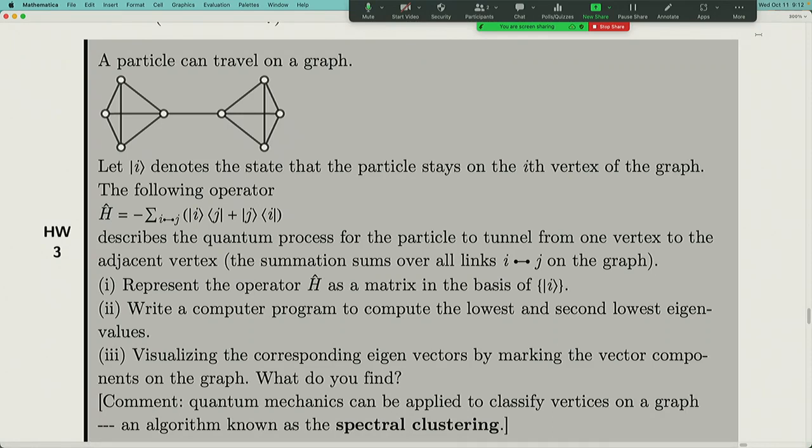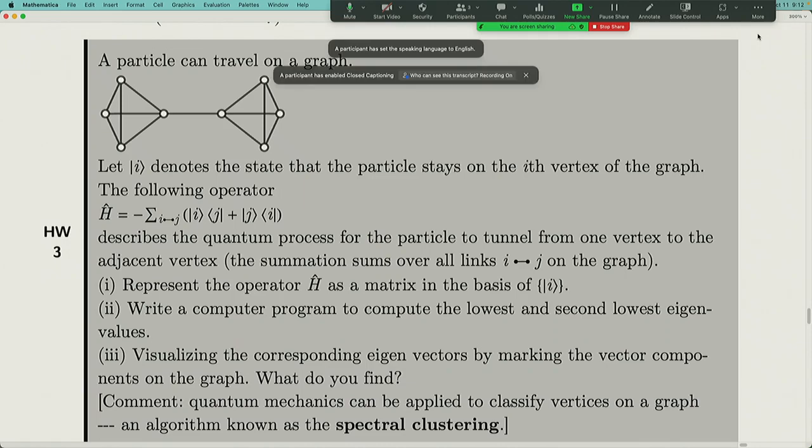For two sites that are not directly connected, for example, if this is i and this is j, there's no such term because these two sites are not directly connected by a link. So this summation is over all possible links between the sites on this graph. This operator describes the quantum process for the particle to tunnel from one vertex to another, summed over all the possible links on the graph.